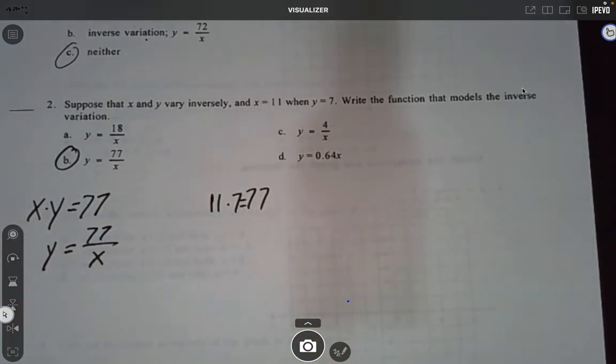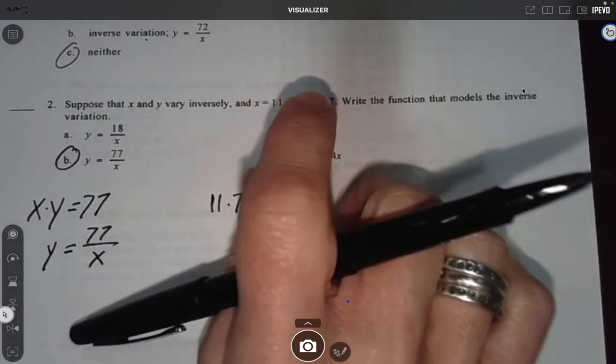If you look at your other sheet, you would do that one the same. Like on the other sheet, would number 1 be neither too? It looks like it's not inverse if I multiply, and it's not direct, so it's neither. We're in number 7.